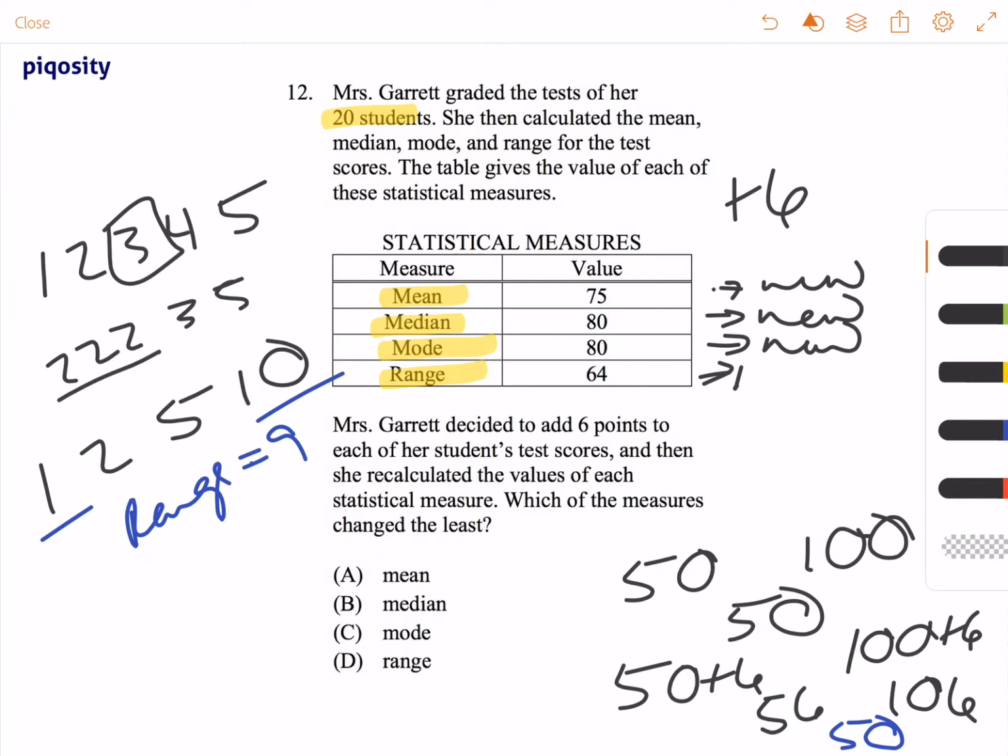So you can actually read that, no change. Because there was no change in the range, this changed the least. So the range is the answer.